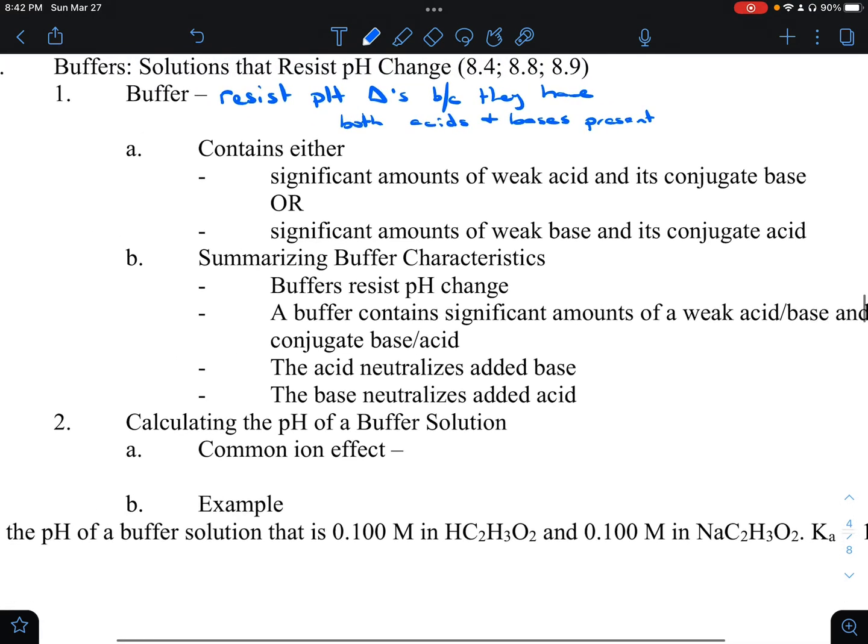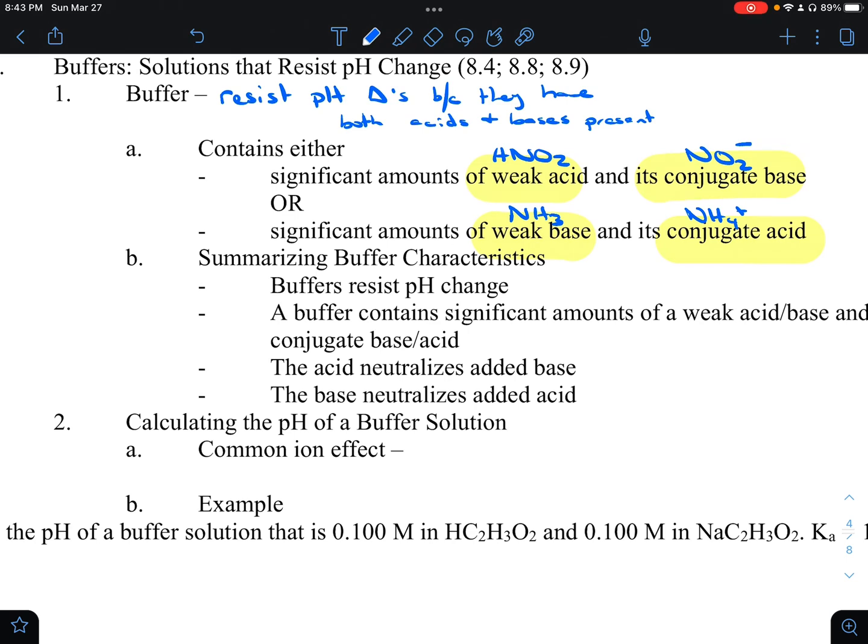So here we go. It's either going to contain significant amounts of a weak acid and its conjugate base. So our key there is that we're talking about a weak acid and its conjugate base, such as HNO2. HNO2 is a weak acid and its conjugate base would be NO2 minus. So anything with NO2 minus, so it could be like NaNO2. Or we could have a weak base and its conjugate acid. An example here, we've seen NH3 a couple of times, so NH3 and NH4 plus. So it contains both of those.